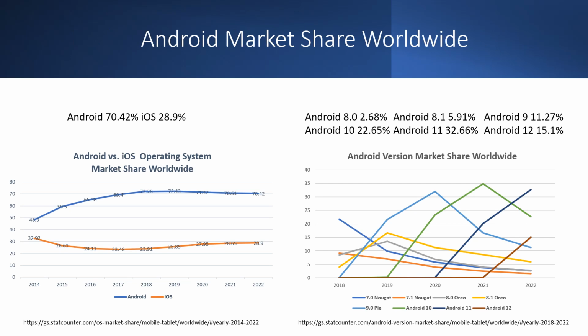The Android market share worldwide. Worldwide, Android has 70.42% over iOS at 28.9%. And you see Android has a steady increase. For the breakdown of the Android market shares worldwide, last year Android did release OS 13, but as you can see here, there is still a prevalence of Android 11 and Android 12 being very prominent operating systems.